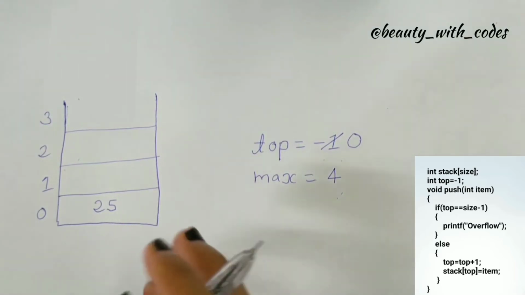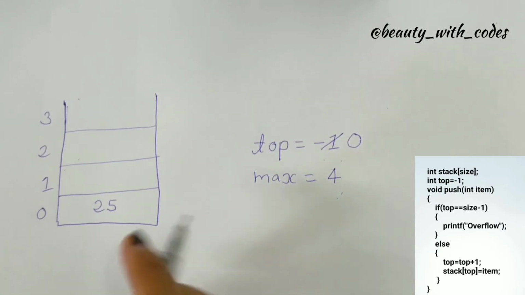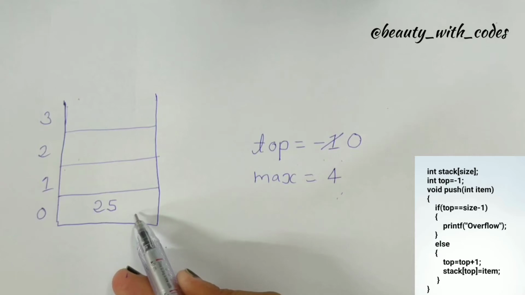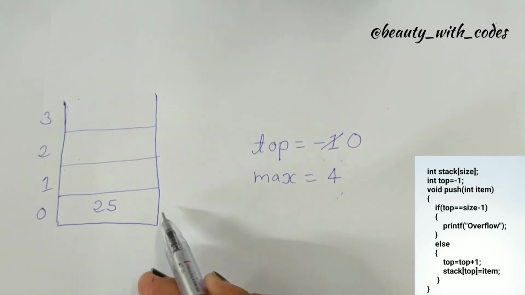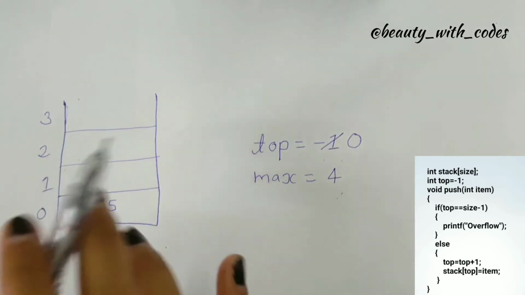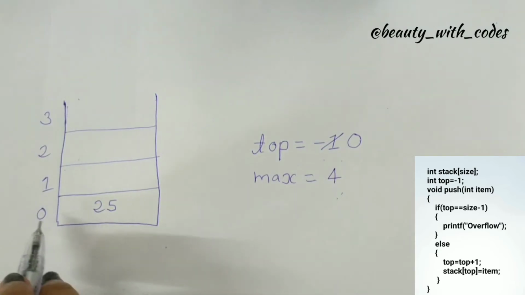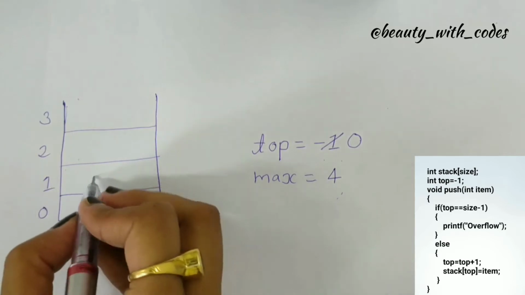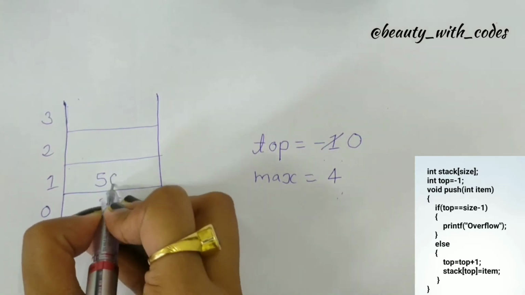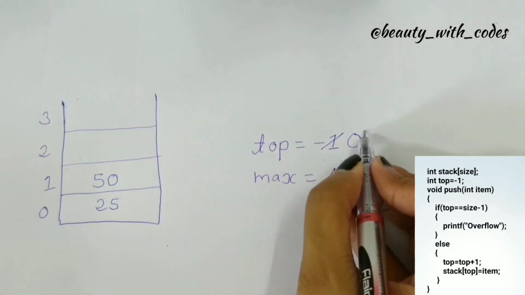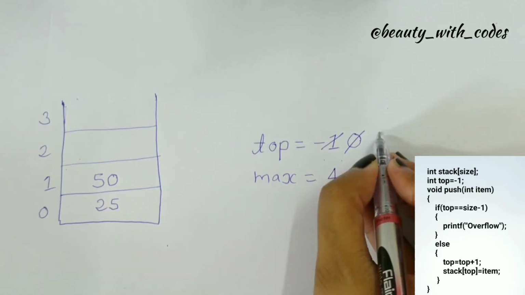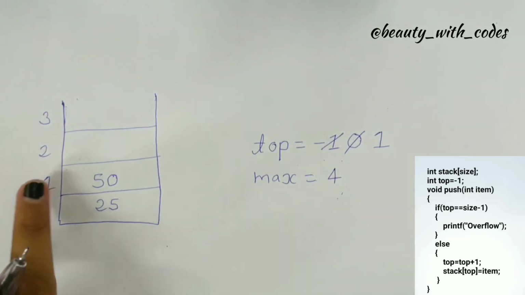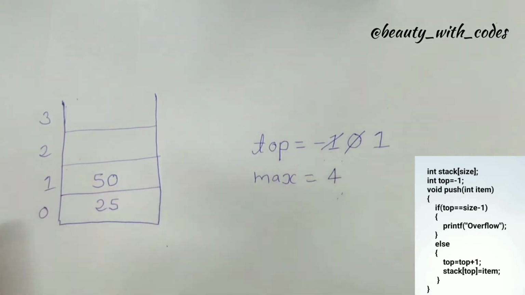Now we want 50 to be inserted. Again check whether top is equal to 4 or not, but top is 0, not 4. 4 minus 1, that is 3. Sorry. So top is equal to 3 or not? So no, top is equal to 0. That means it's not equal to 3. So we can clearly insert 50 into our stack. Now top is equal to 1. Why? Because the last element is at 1, isn't it? So yes, the last element is at 1, so top is equal to 1.